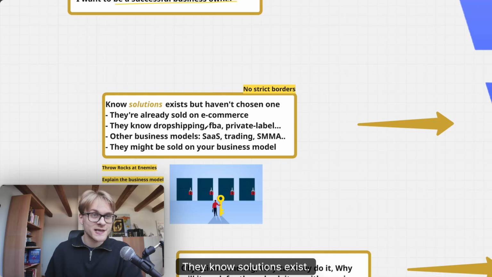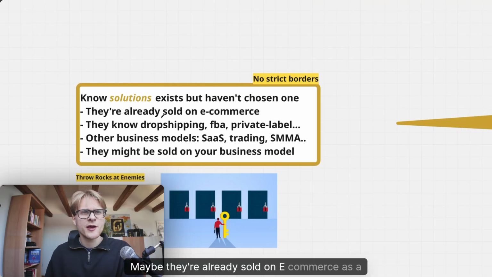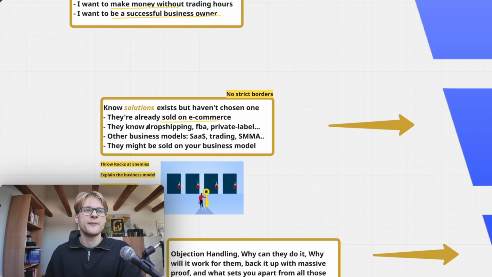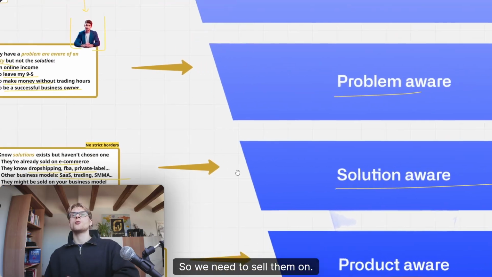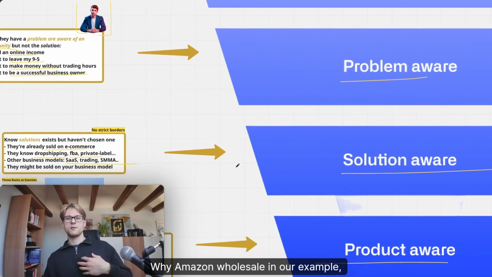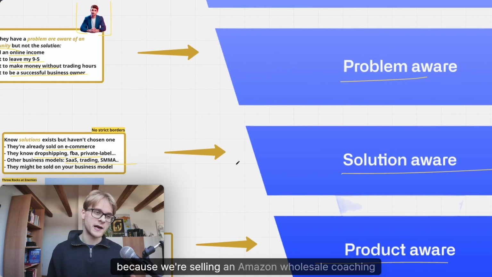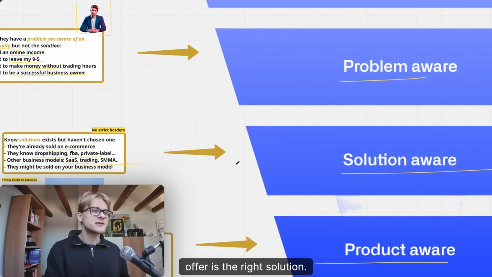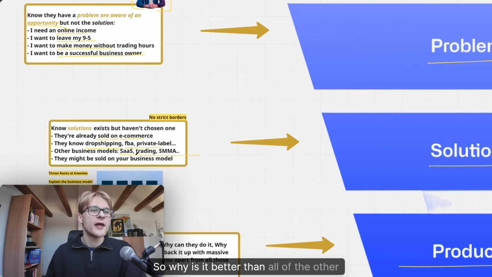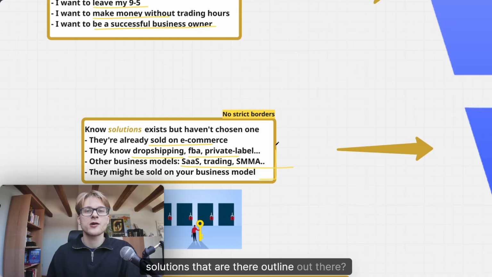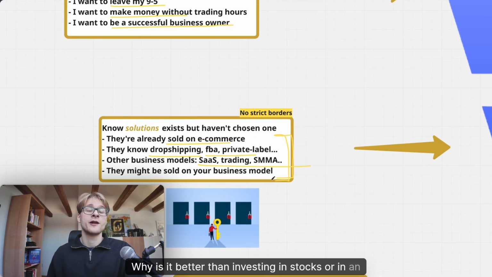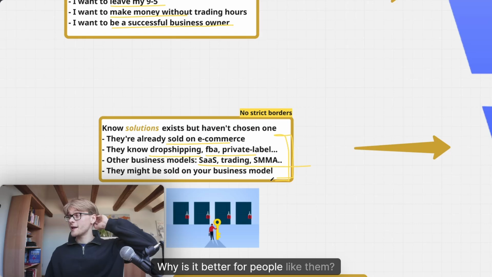They know solutions exist. Maybe they're already sold on e-commerce as a solution. They know drop shipping is there, FBA, private label, other business models, SaaS, trading, SMMA, and so on. So we need to sell them on why Amazon wholesale, in our example, because we're selling an Amazon wholesale coaching offer, is the right solution for them. Why is it better than all of the other solutions out there? Why is it better than investing in stocks or in an ETF? Why is it better for people like them?